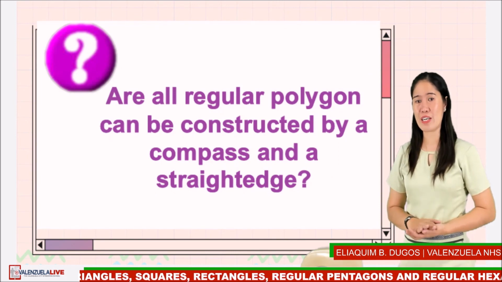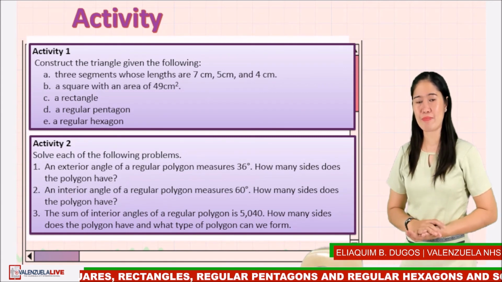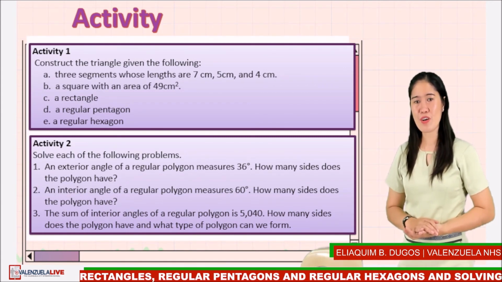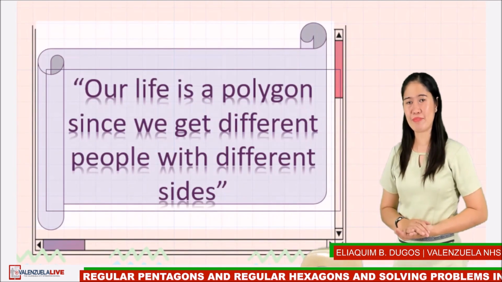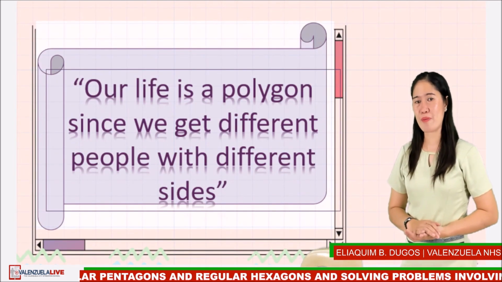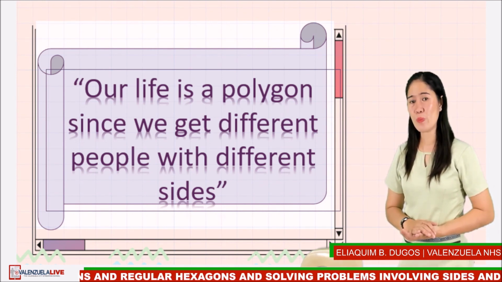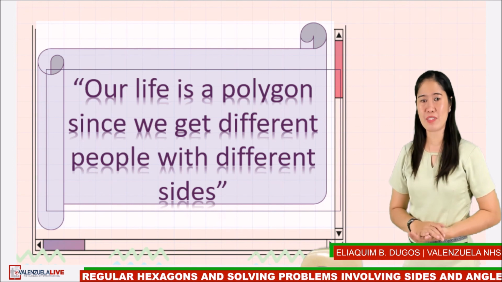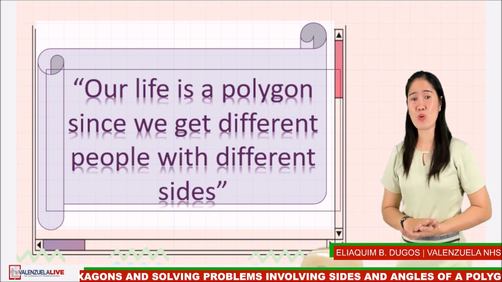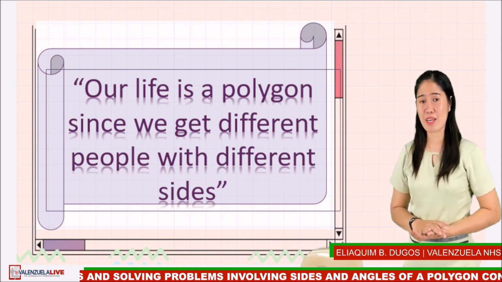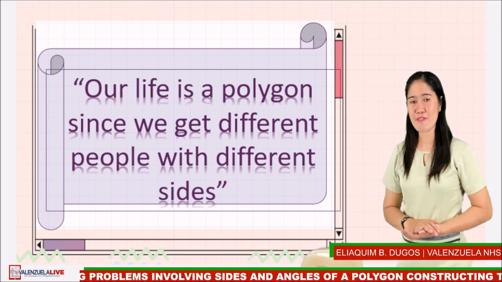For our home weekly learning task, answer the given activity. For our quote for today, our life is a polygon. Since we get different people with different sides. Being different makes you who you are. It means you dare to stand out from others and live your own life.